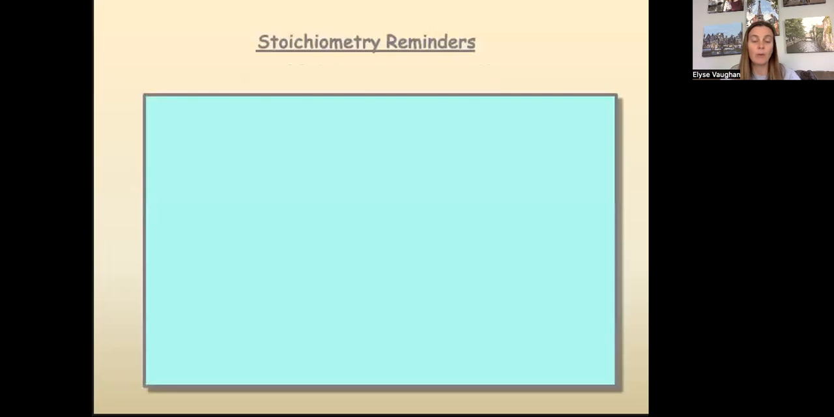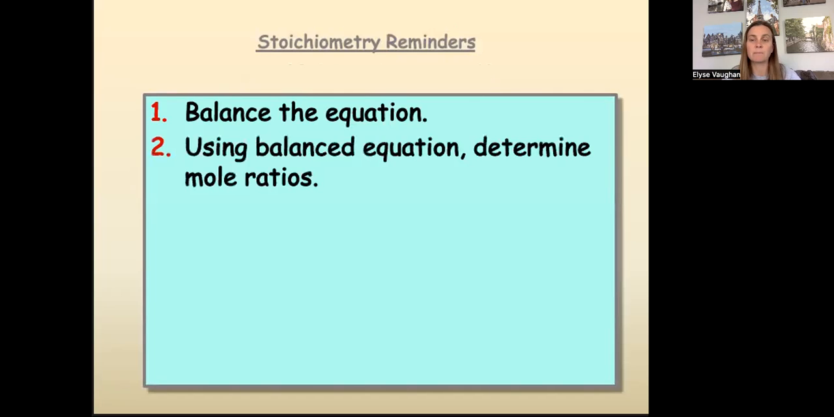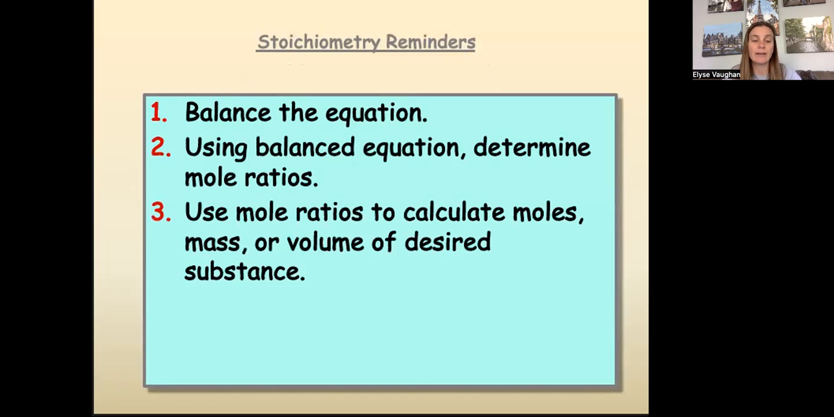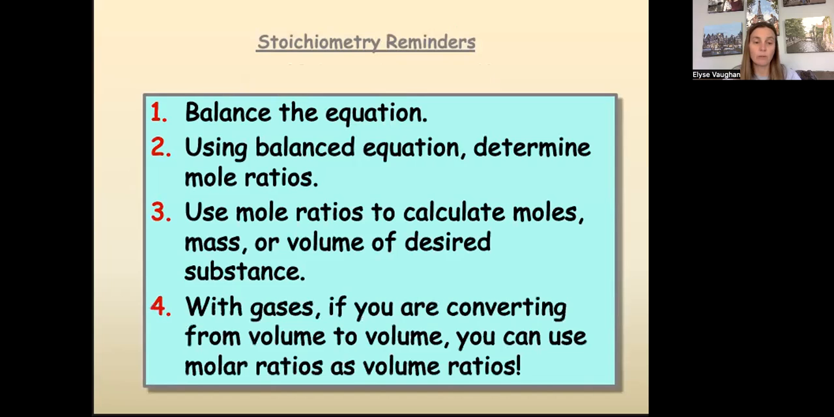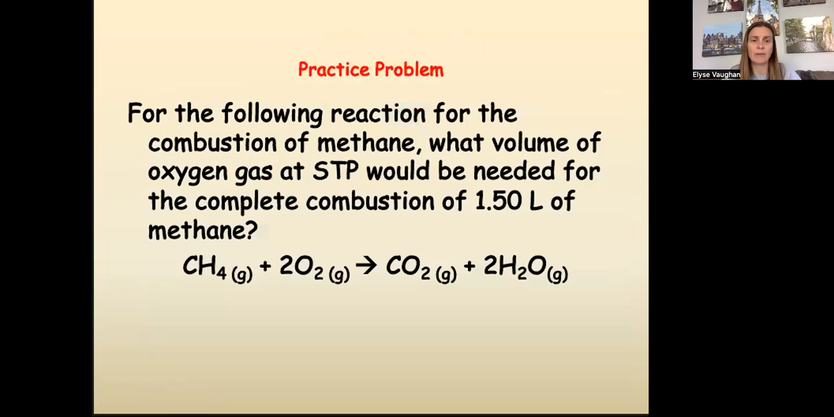So what this means is that we have to balance our equation, just like we have always done for stoichiometry. And then using the balanced chemical equation, we're going to determine those mole ratios. And then because we're working with gases, converting from volume to volume, we can use molar ratios as volume ratios. So let's take a look at what that means.